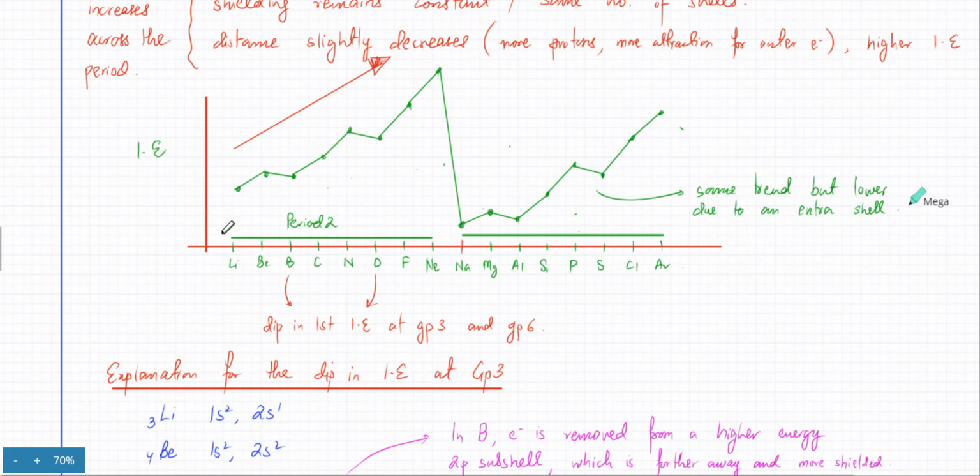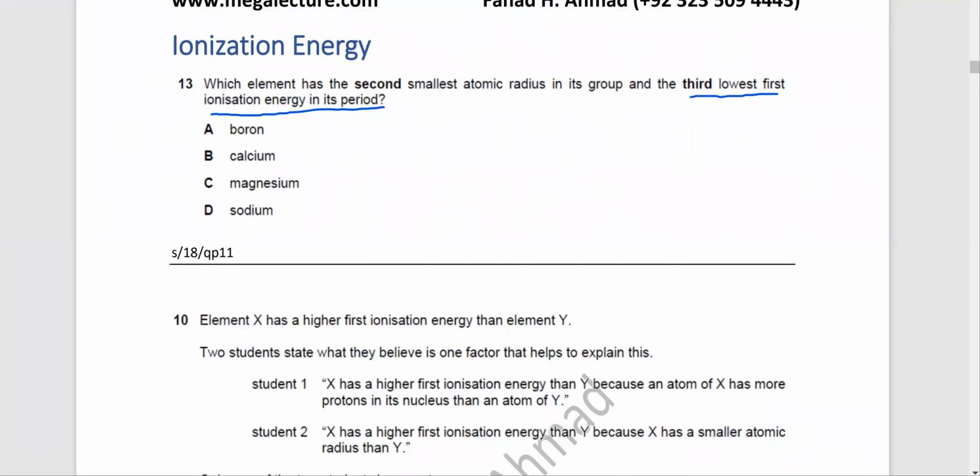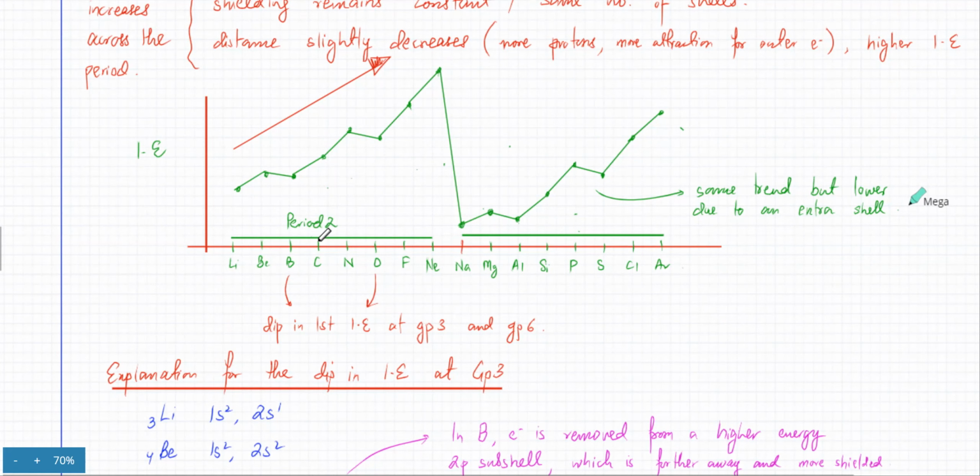Third lowest means the third from the bottom. How is oxygen the third lowest? Actually, which one is the lowest? Tell me which one is the lowest. It's lithium. So that's the lowest, right?